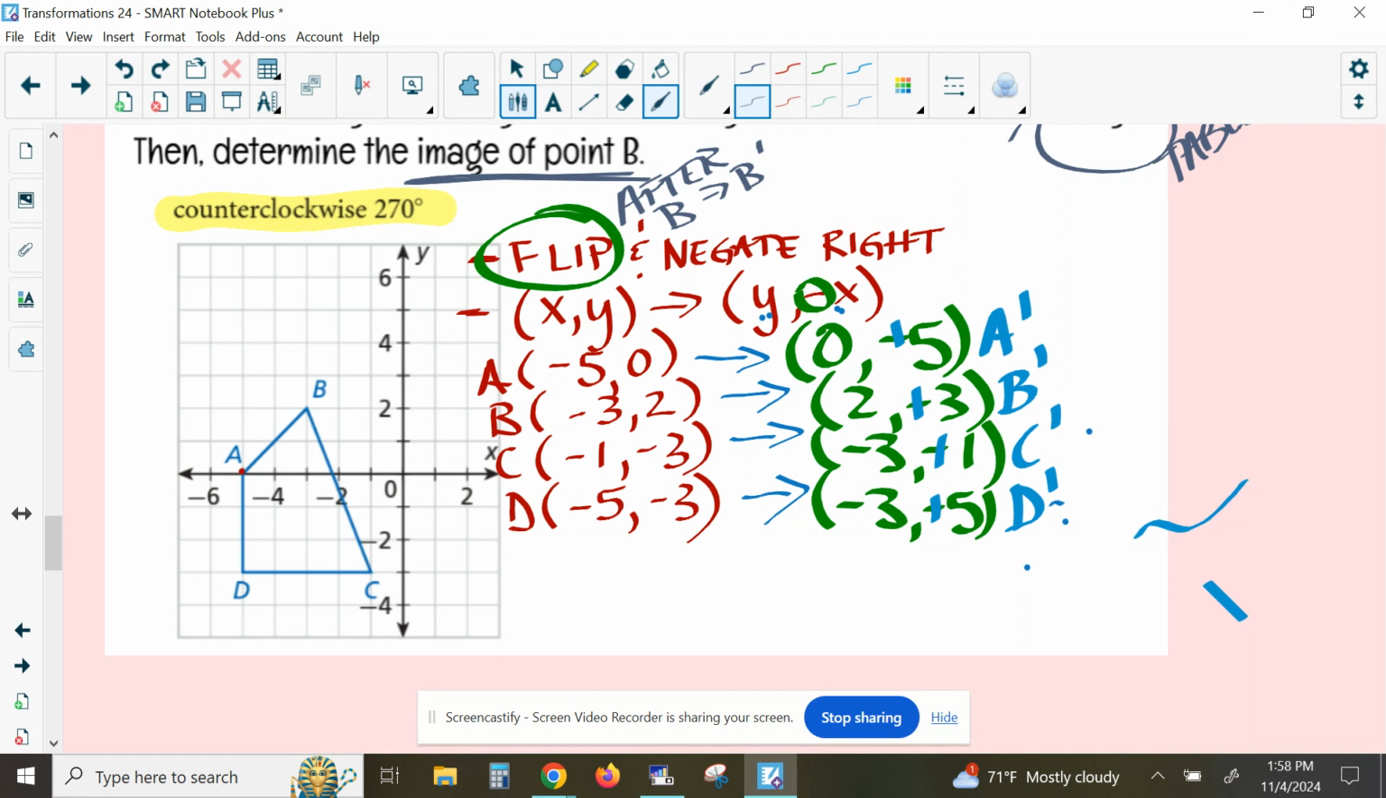Zero, 5, put him on the graph and label him. That's my A prime. B is 2, 1, 2, 3. That is my B prime. Mine's new guy is going to be in gray over here. -3, 1. That's back 3 and up 1. That's my C prime.